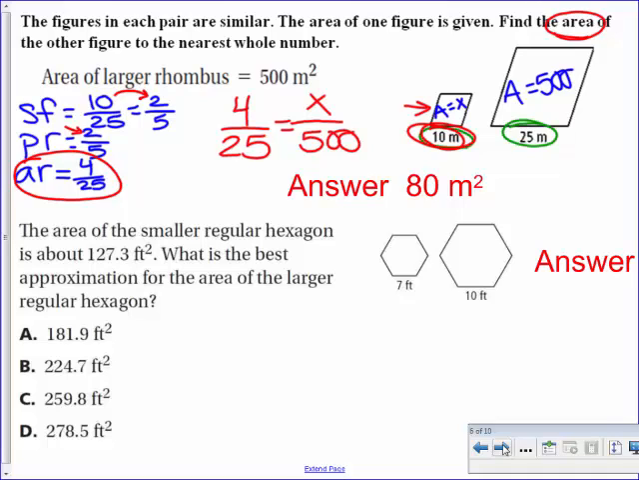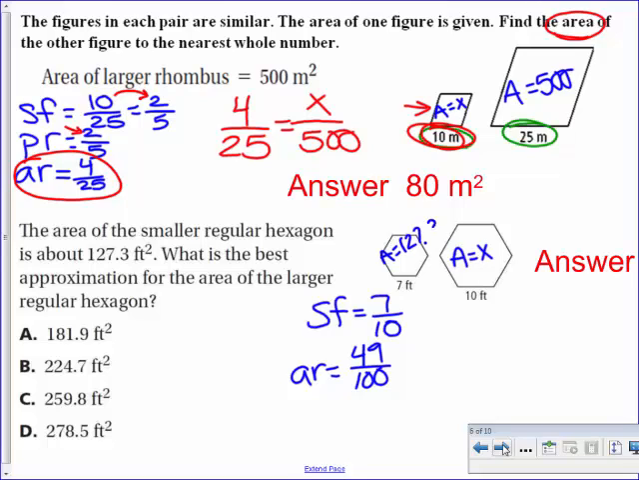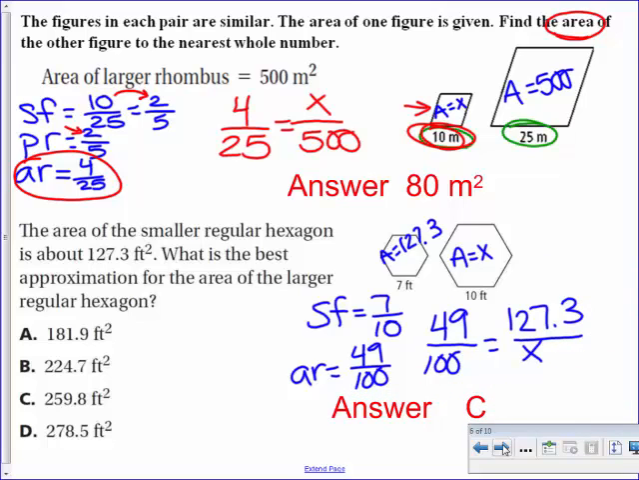So go ahead and pause and see if you can answer the second one below. It is a multiple choice. All right, so when you set up your scale factor, you should get 7 over 10. That means your area ratio is 49 to 100. It is once again the area of the larger for this one, and they give you the area of the smaller, which is 127.3. So your proportion should have been 49 over 100 equals, 49 is the smaller, so 127.3 goes on top and x goes on bottom. So when you cross multiply, you should have gotten the answer to be C.